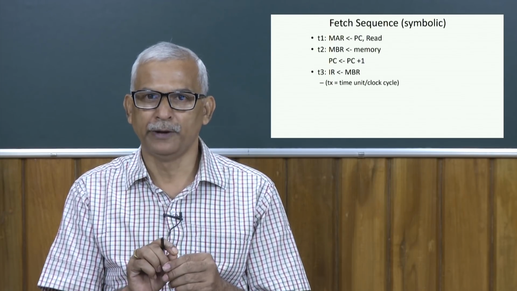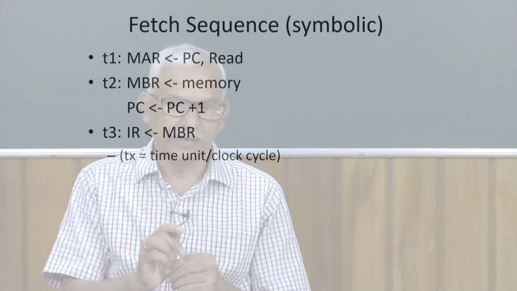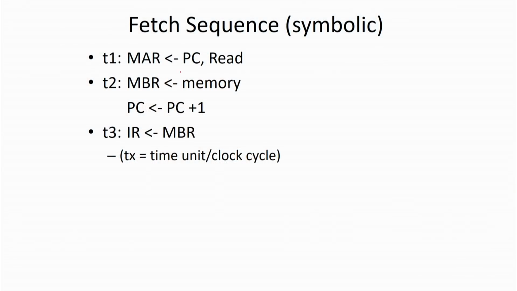Now, in a symbolic way, I can show how we are going to do the fetch cycle. I have already talked about the program counter, PC, and the instruction register, IR. After fetching an instruction, we put it into the IR. Now, how are we going to do it? Again, we have two special purpose registers. One is known as MAR, the memory address register, and the second is MBR, the memory buffer register. These two registers are the interfacing registers of my processor.